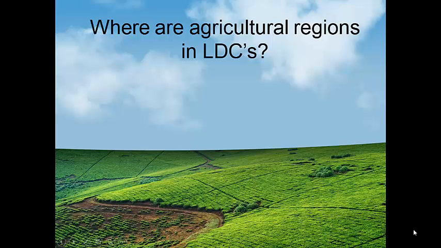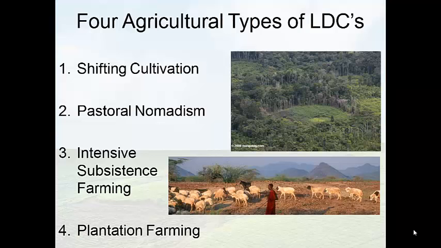Alright, AP Human Geography classes, on to our second video in agriculture, and we're going to focus on where agricultural regions are in LDCs, and specifically what type of farming methods they use. Well, there are 4 types of farming methods used in LDCs. 1 is shifting cultivation, 2 is pastoral nomadism, 3 is intensive subsistence farming, and 4 is plantation farming.